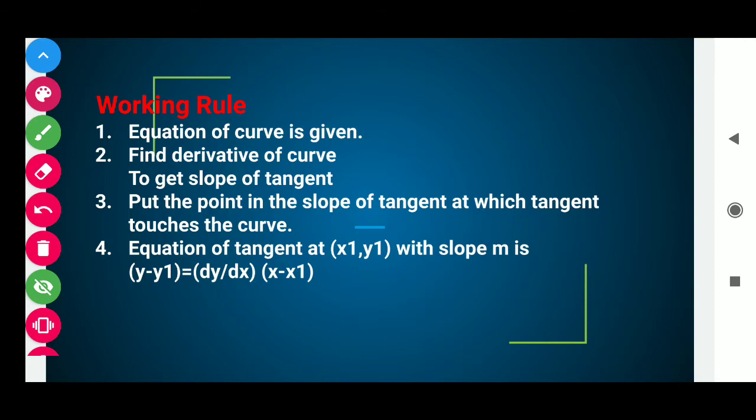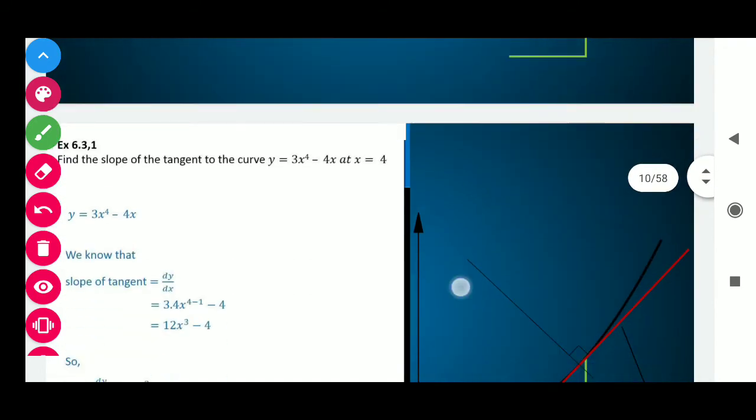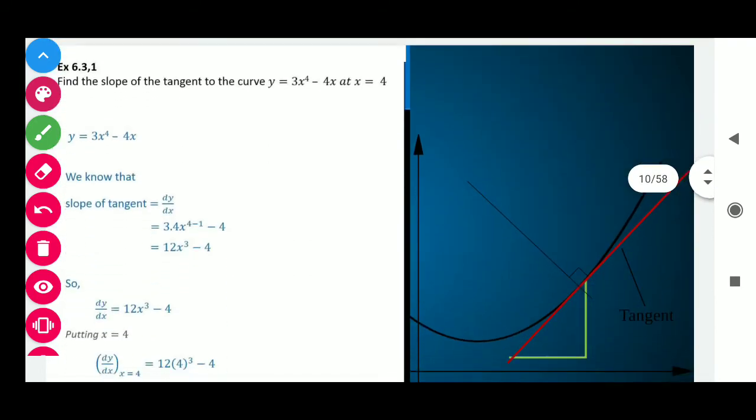Now students, here we have question number 1. Find the slope of the tangent to the curve y is equal to 3x raised to power 4 minus 4x at x is equal to 4. Students, you can see the diagram here. Black is the curve and red is the tangent. You can see this line touches the curve at just one point. So students, we have to find the slope of the tangent.